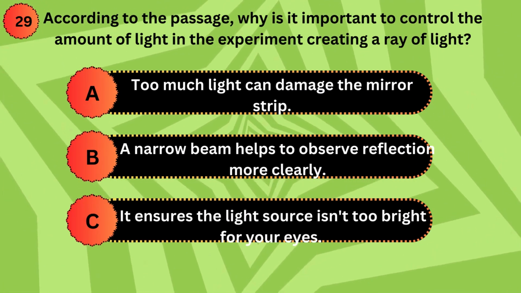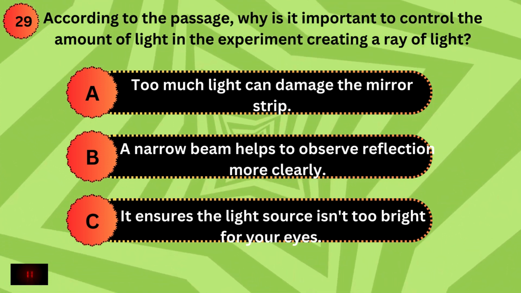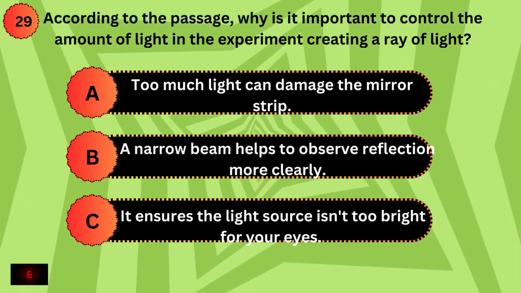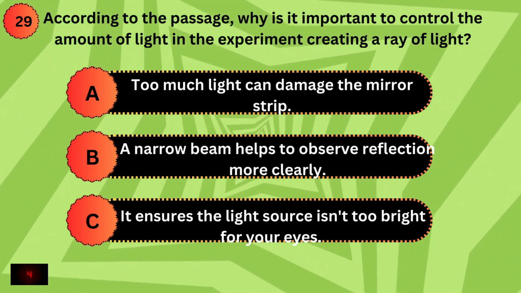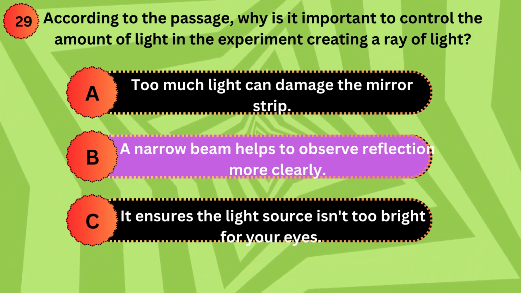According to the passage, why is it important to control the amount of light in the experiment creating a ray of light? A. Too much light can damage the mirror strip. B. A narrow beam helps to observe reflection more clearly. C. It ensures the light source isn't too bright for your eyes.